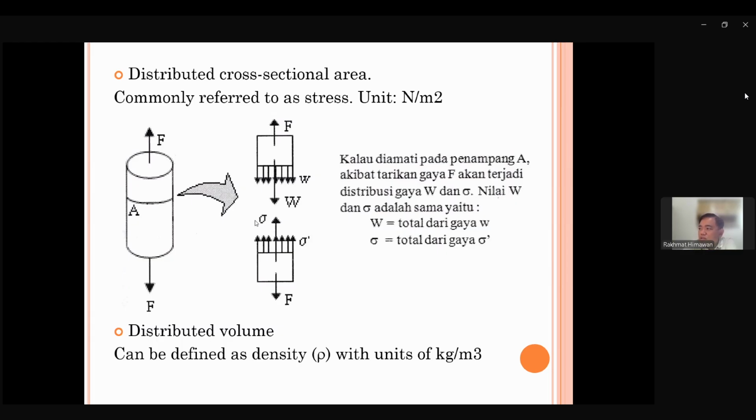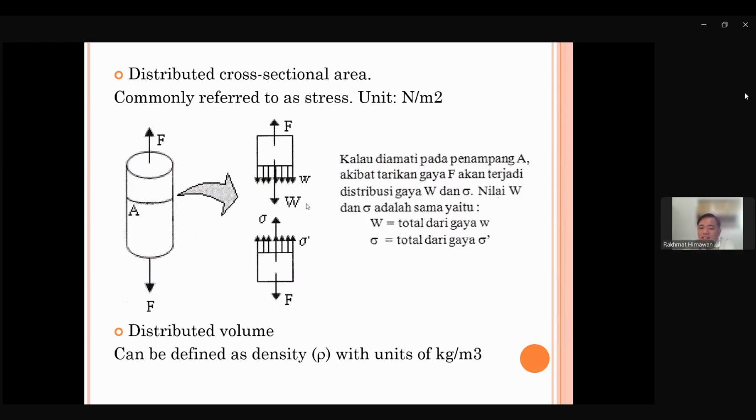But you learn this in materials engineering, I believe. Stress means the force divided by the area. So this is a force distributed in a cross-section area. Well, if it is volume, then it's the same as density. When you learn about physics in high school, we have density. Basically, it's just force distributed in the volume. Okay. So how can we use this?